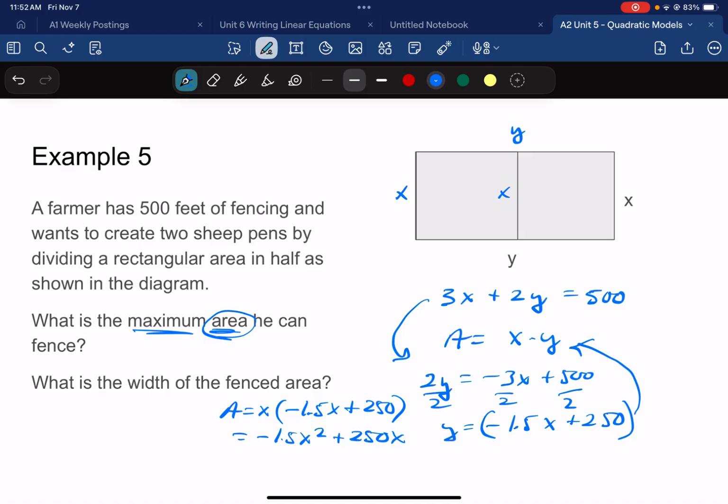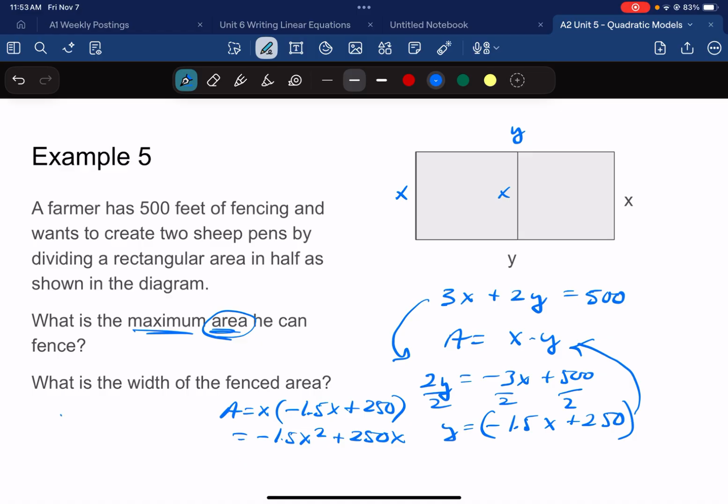Now, maximum area is going to be, oh yeah, I saw that for y. What's the width of the fenced-in area? So I'm going to solve this for x. Well, maximum area is vertex. So x represents the width, and we're going to maximize the area. So we're going to find the vertex of this thing.